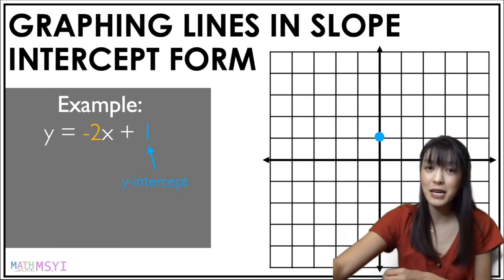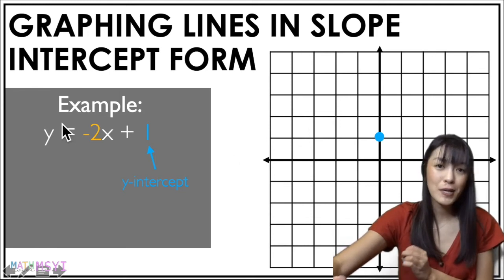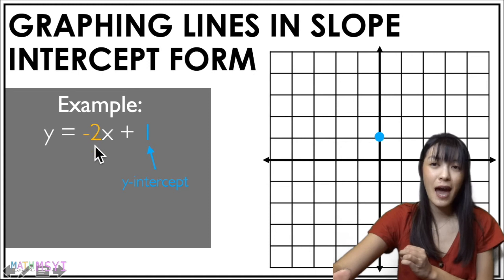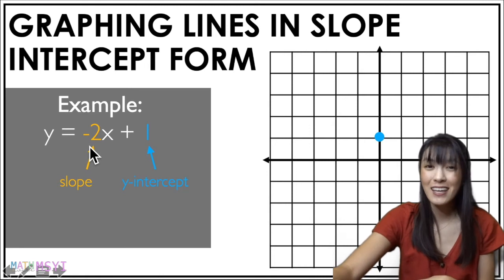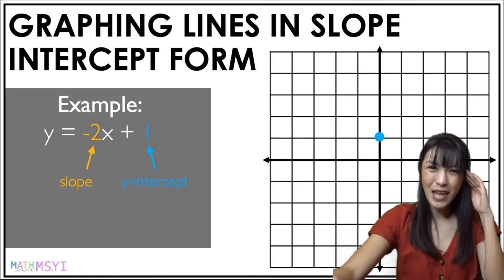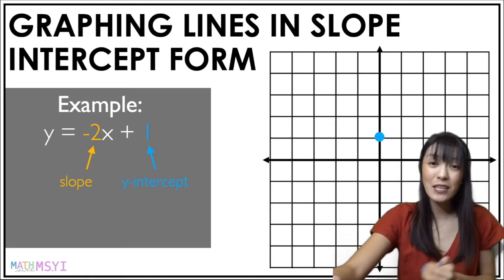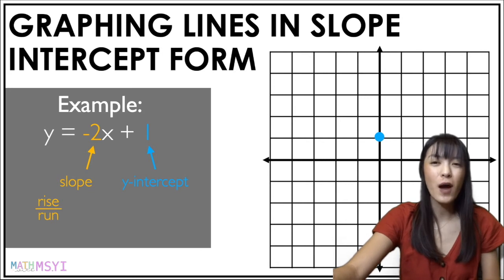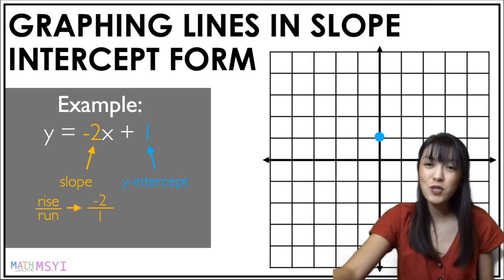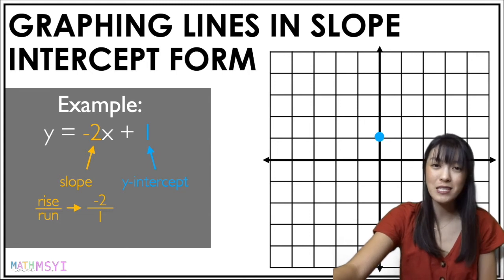So at 0, 1 is my y-intercept, and from my y-intercept, I'm going to use my slope to help me find my next point. My slope is my m, which is next to my x, and that's negative 2. Slope can be broken down into my rise over run. And even though negative 2 is a whole number, I know that every whole number still has a denominator, and that denominator is 1. So my rise over run, I can break that down. My rise is going to be negative 2, and my run is going to be positive 1.